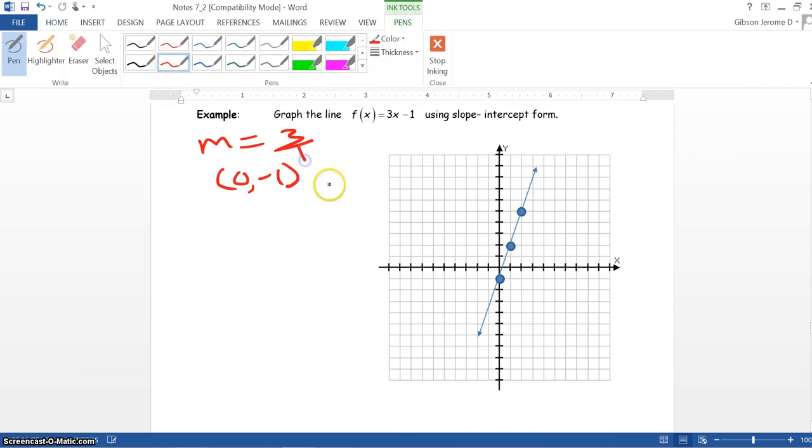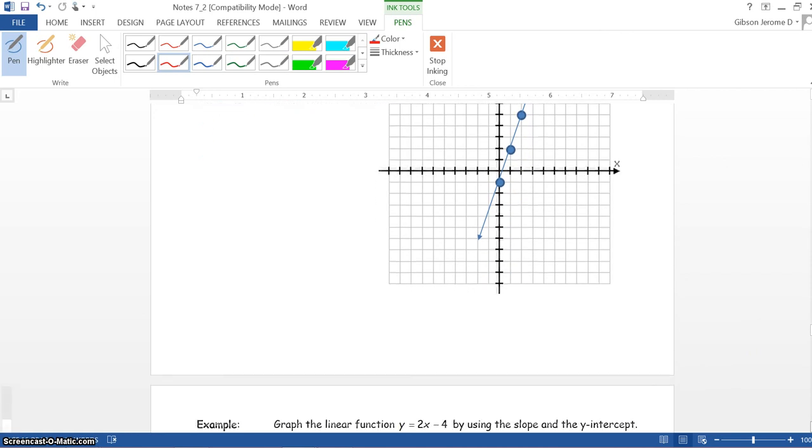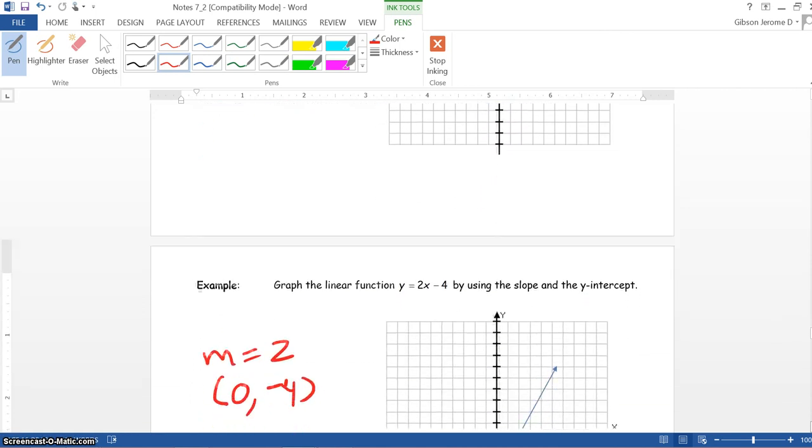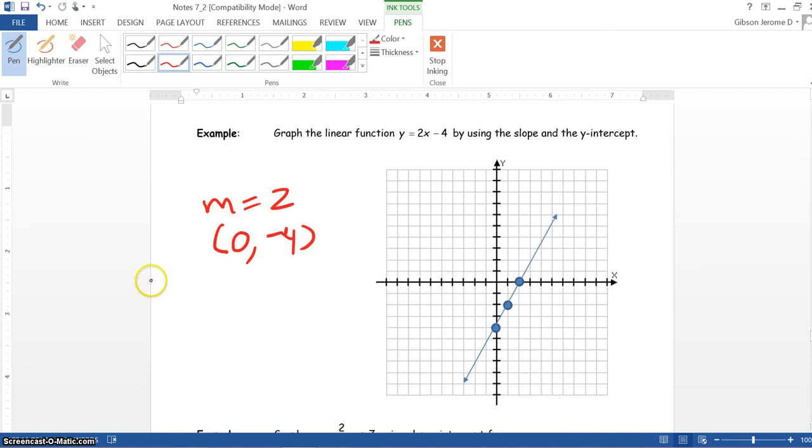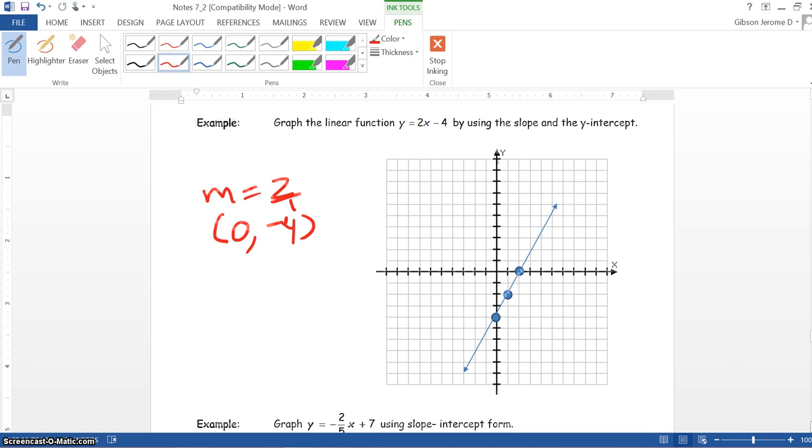This 3 is really 3 over 1, so we will plot (0, negative 1), we will go up 3 and then across 1. So we go 1, 2, 3, to the right 1, 1, 2, 3, to the right 1, and plot our points. So we used our rise over run. Now we come to the next problem here. It's the same thing. This will end up being 2 over 1. And we will plot our (0, negative 4). We will go up 2, to the right 1, up 2, and to the right 1, and plot our points.